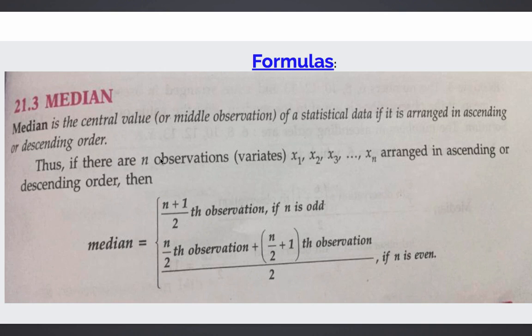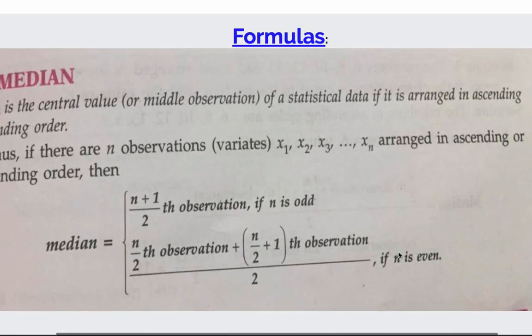Now this n, the number of observations, can be either odd or even. The number of observations can be odd, like 9, 7, or 17, or it can also be even. So depending upon the total number of observations, whether they are an even number or an odd number of observations, we are going to use the formula.